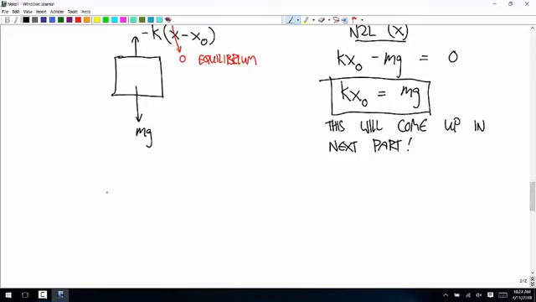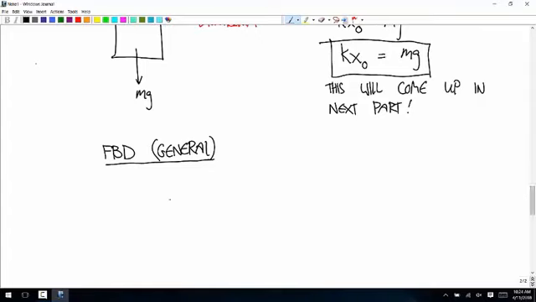So now finally we can do the free body diagram and Newton's second law in a general case. This is the one that's going to relate to the oscillation. Here, we have the weight acting down. We have the spring force, but x is not necessarily equal to 0. So this is negative k times the quantity x minus x0.